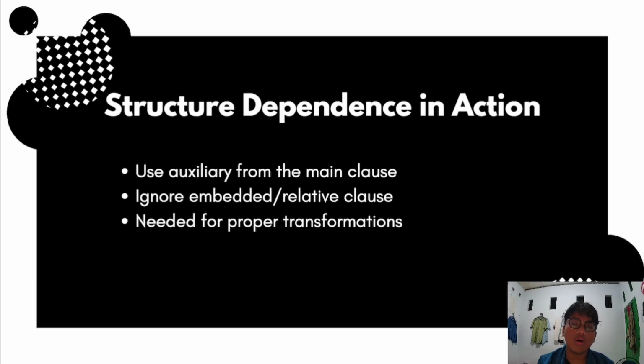Ignore embedded or relative clause. Even if there are other is or does in the sentence, if they belong to relative or embedded clauses, they are not touched. Structure tells us which clause is dominant. The third is needed for proper transformation. This concept is critical in syntax because it guides how we form yes or no questions, passives and other constructions accurately.